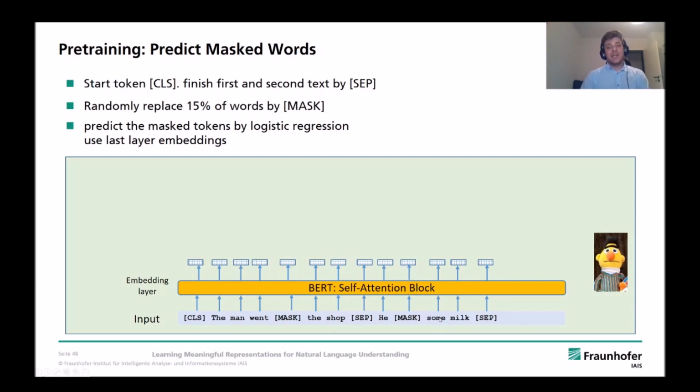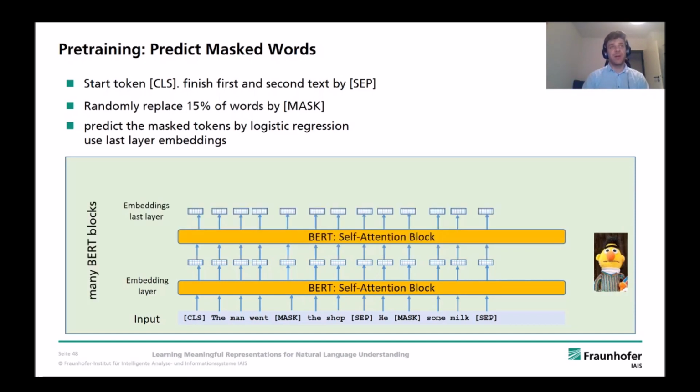BERT uses byte-pair embeddings, for example, in the lowermost layer, and then passes them through some self-attention blocks, as we already know from the transformer architecture. And then in the last layer, it uses its contextualized embeddings to make predictions about the missing, masked words. So here it could be "to", and here it could be "bought". Again, we're using a logistic classification model in the end with a softmax to predict which words of the vocabulary are most likely to be at the missing positions.